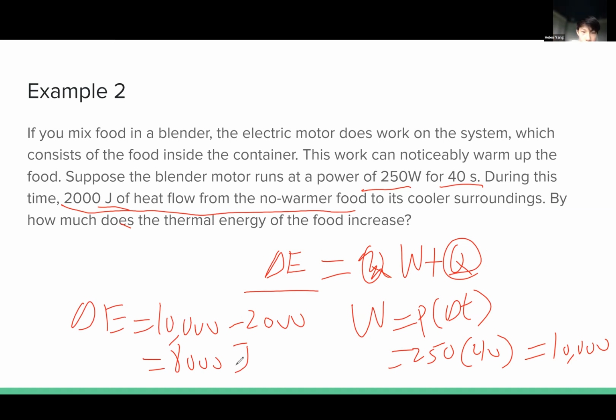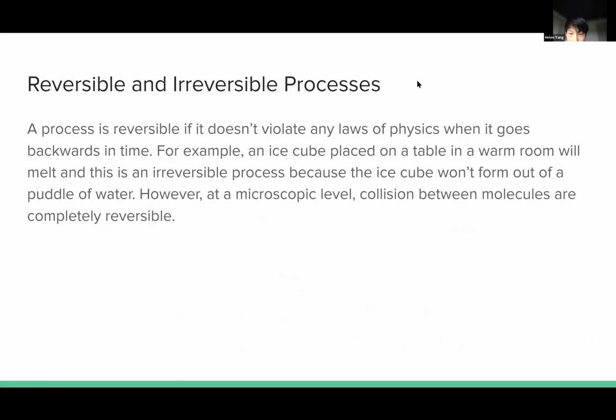Okay, so now I'll talk about reversible and irreversible processes. A process is reversible if it doesn't violate any laws of physics when it goes backwards in time. For example, when an ice cube is placed on a table in a warm room, it will melt, and this is an irreversible process because the ice cube won't form out of a puddle of water. However, at a microscopic level, collisions between molecules are completely reversible. So in this case, for our gases and thermodynamics, a lot of stuff can be reversible.